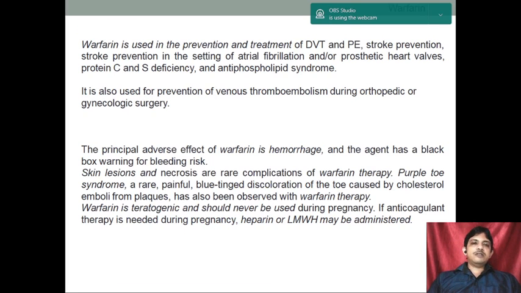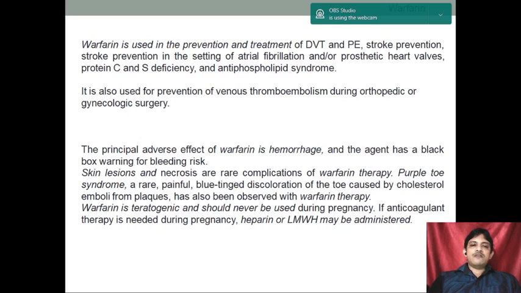Now, warfarin is used in the prevention and treatment of different disease conditions: cardiac disease and clot-related disease. It may be used for stroke, or atrial fibrillation, or in case of deficiency of protein C, S, etc. It may also be used for prevention of venous thromboembolism, in different types of surgery.